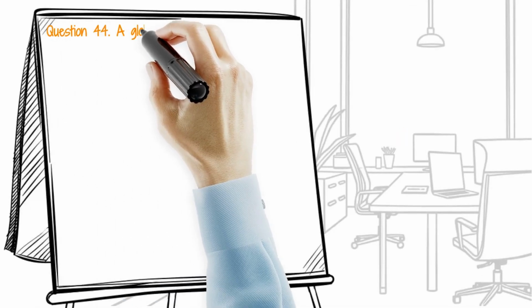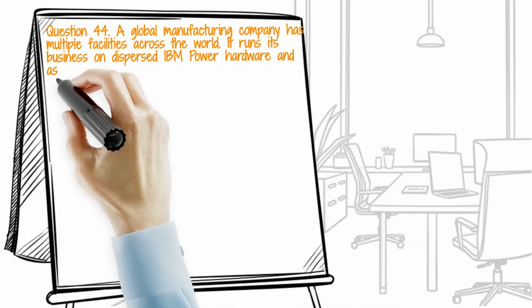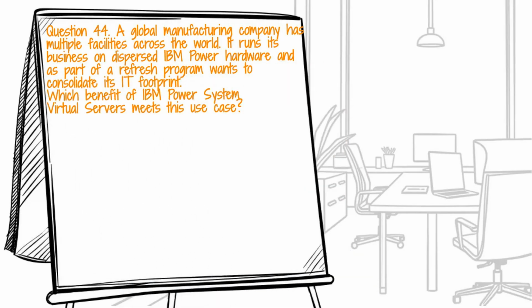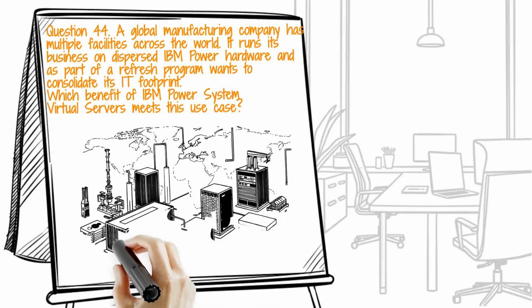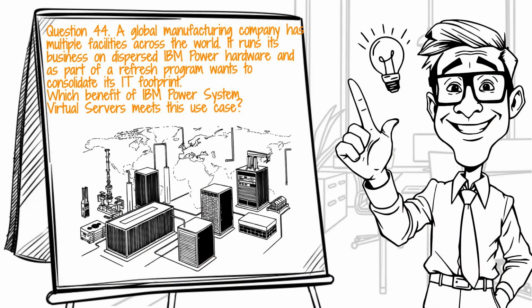Question 44. A global manufacturing company has multiple facilities across the world. It runs its business on dispersed IBM Power hardware and, as part of a refresh program, wants to consolidate its IT footprint. Which benefit of IBM Power System virtual servers meets this use case?